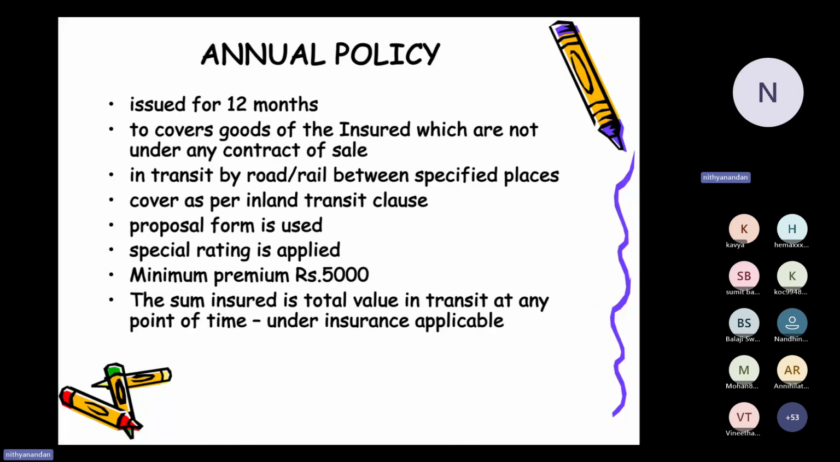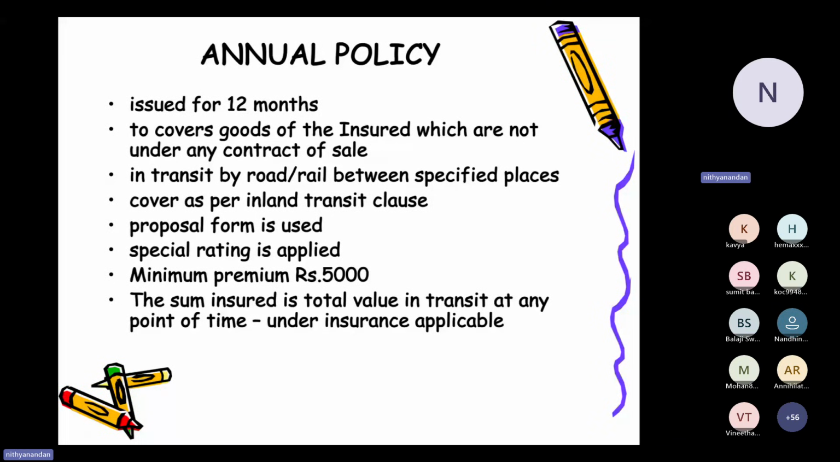where the policy is issued to cover insured goods which are not under contract of sale. For example, a person who is owning a garment factory may send the goods for screen printing, for tailoring, for cutting, for dyeing, for so many purposes. The insured may be taking his own goods on his own vehicles. It is not under sale of contract. Very simple. There is no sale. Such transits are covered by annual policy, right?